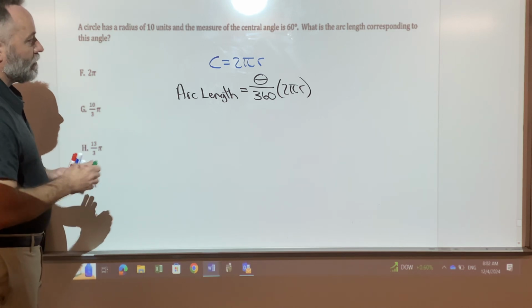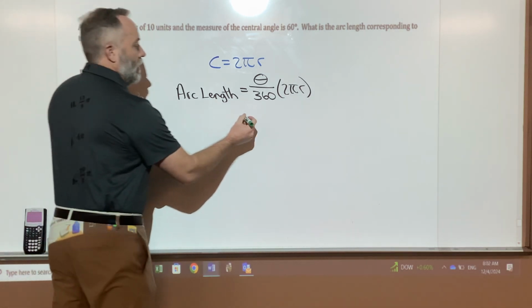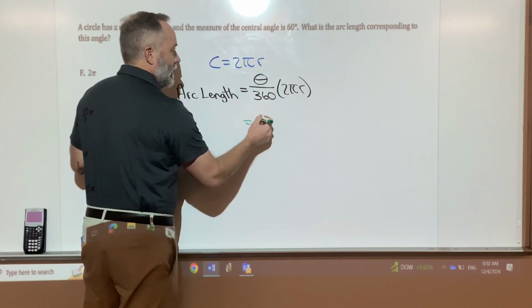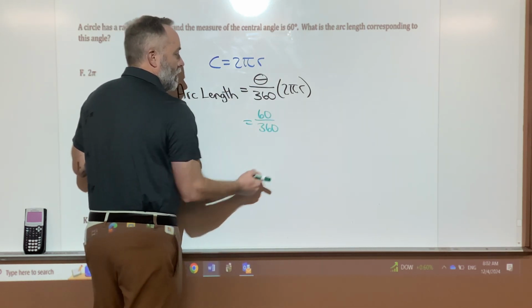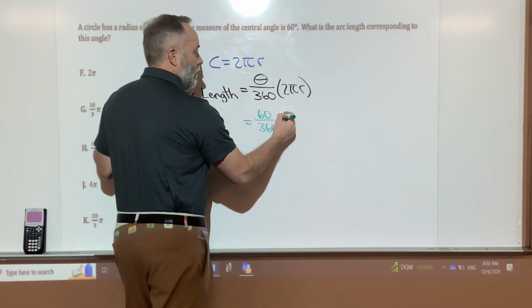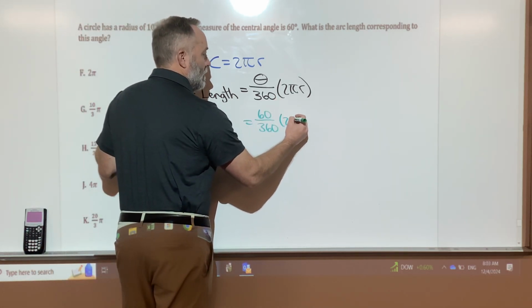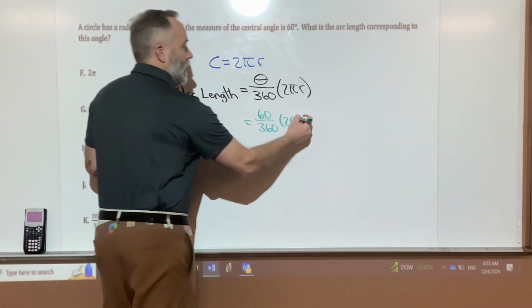And in this case, we have all that we need to determine that arc length. So our central angle is 60 degrees. So that goes in for theta. So it's 60/360ths of our circumference, which is 2 times pi times our radius, which is 10.